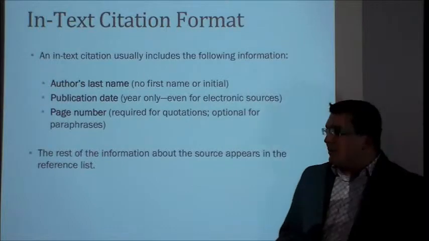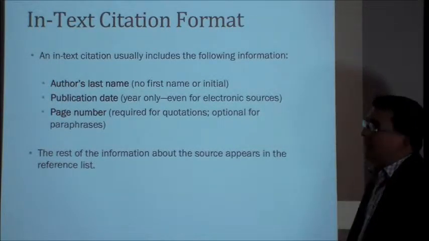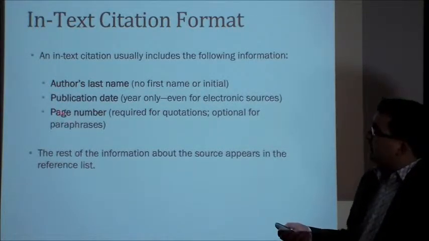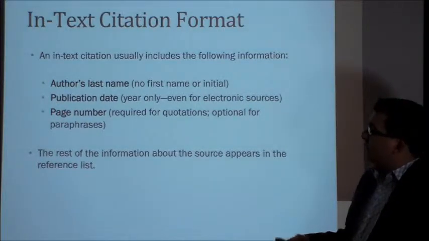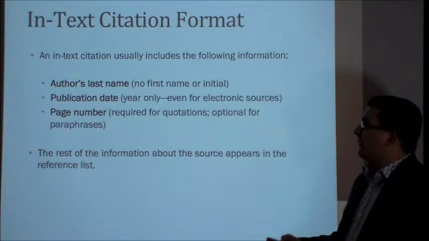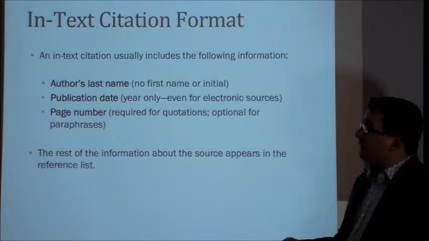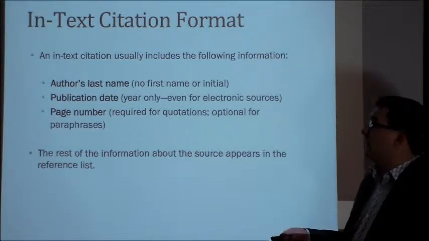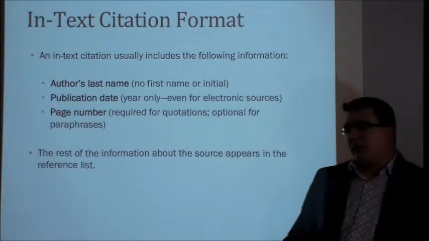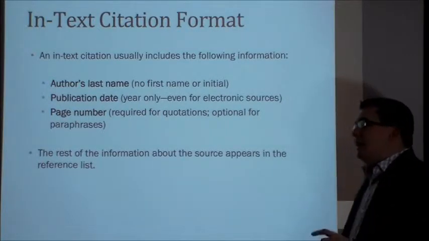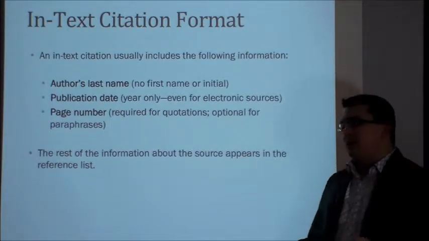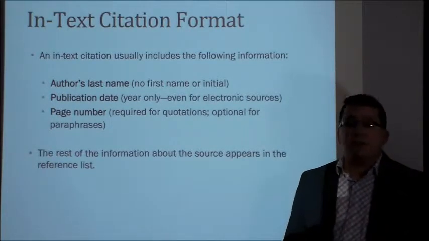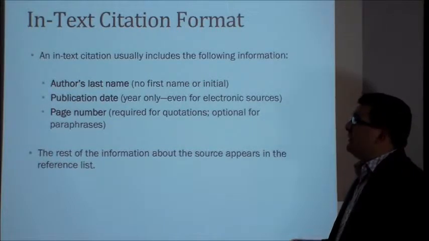So, in-text citation format. In-text citation usually includes the following information. It's got the author's last name, the publication date, and the page number, which is going to be required if it's an actual quotation or a paraphrase. The rest of the information about the source is going to be in that reference list. So that citation is kind of a snapshot, a little bit of a preview of, hey, this is the source. The rest of it can be found down in that reference page. So that's what these usually contain.